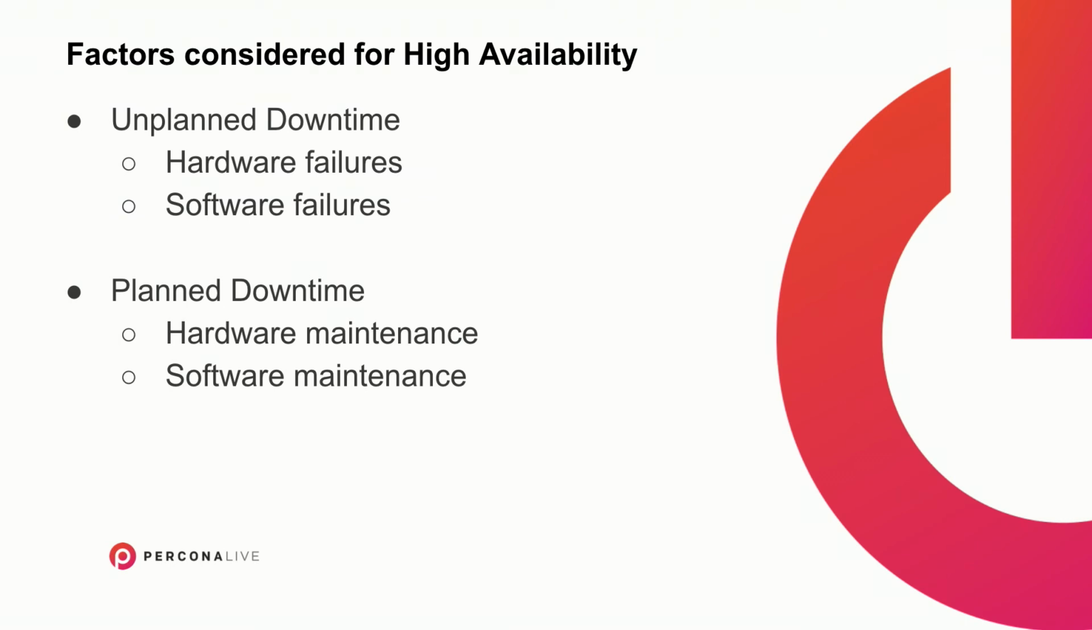And then there is planned maintenance. Hardware maintenance is when you want to upgrade the resources on the server, do some network maintenance, or anything else that comes under hardware maintenance. Software maintenance is like upgrading the operating system, upgrading MySQL, or maybe an application that affects MySQL. Those come under planned downtime, and those are the factors that affect availability.